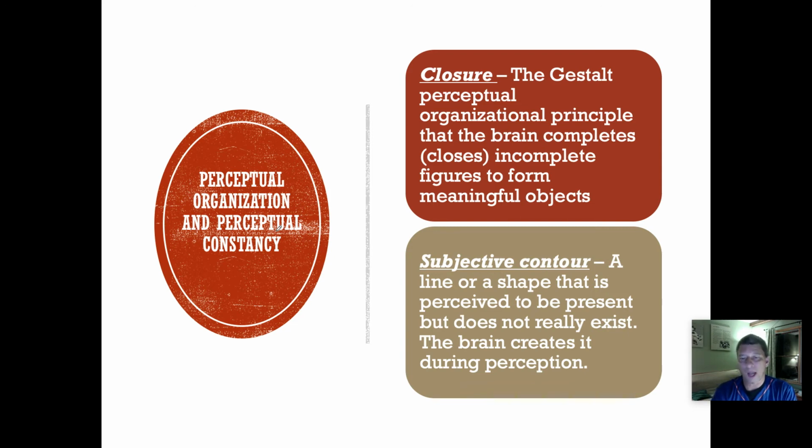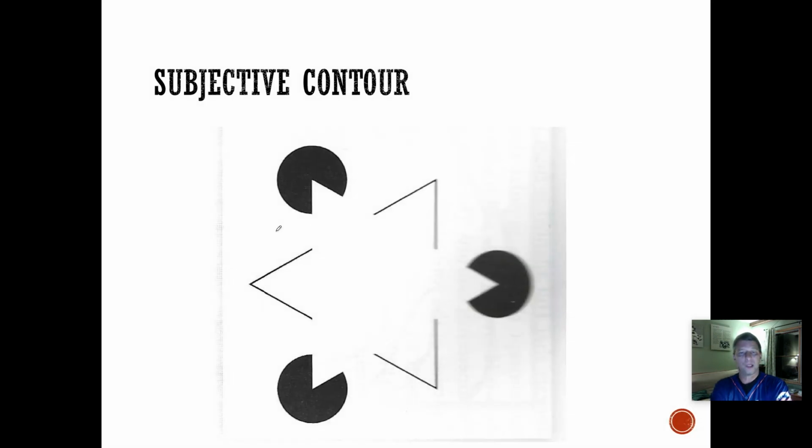A very similar concept is what we call a subjective contour. This is a line or a shape that is perceived to be present but does not really exist. The brain creates it during perception. And there are some very great examples of this, things that aren't really there that simply appear to be there, even though we know that they're really not. I'll give you an excellent example of that.